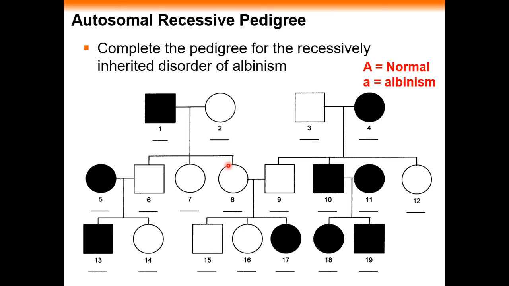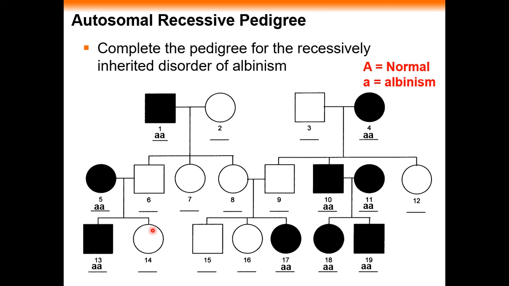So let's look at this. If they're shaded, what does that mean? Do they have albinism or do they not have albinism? So think about it. If they're shaded, they are albinos. So number 1, number 5, 13, these are all albinos. I already know what their genotype is. What is their genotype if they're albinos? They all are definitely little a, little a.